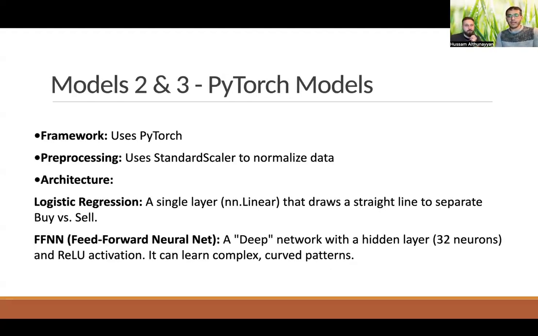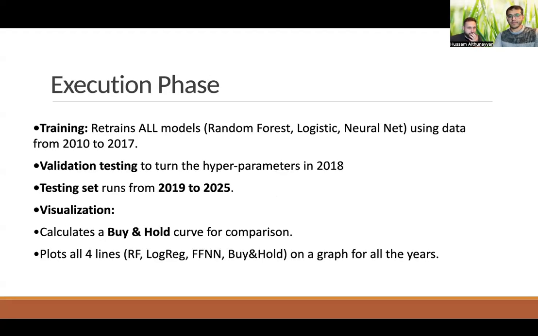So the first model was the random forest, and the other two models are the logistic regression and the feed-forward neural network. The logistic regression is like a single layer, and you can think of it as drawing a line between the buy data points and the sell data points. And the FFNN adds a hidden layer with 32 neurons and a ReLU activation. That lets us learn more complex and curved patterns rather than just a straight line.